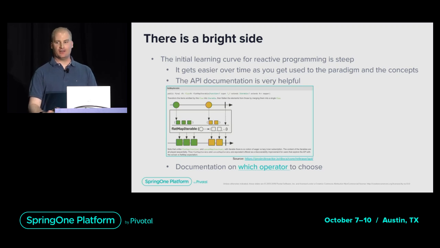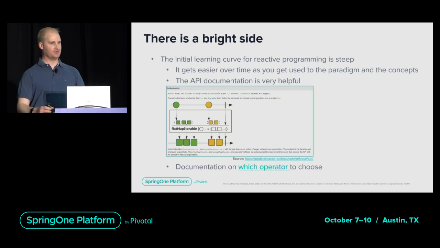It doesn't only have the textual representation of what it does, but most methods also have a little picture that shows you graphically what happens. And that makes it really easy to understand and also to compare different methods, because the pictures will be slightly different and you can see where the actual differences are. Also, there's an entire documentation section on which operator you should use, so you can always turn to that.